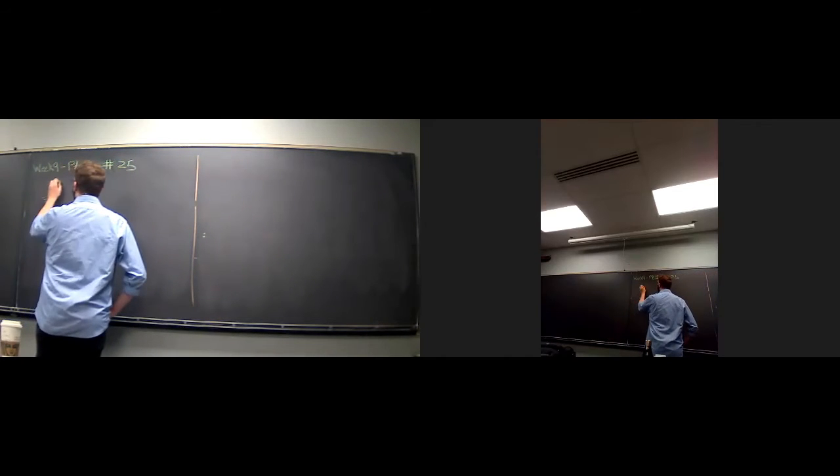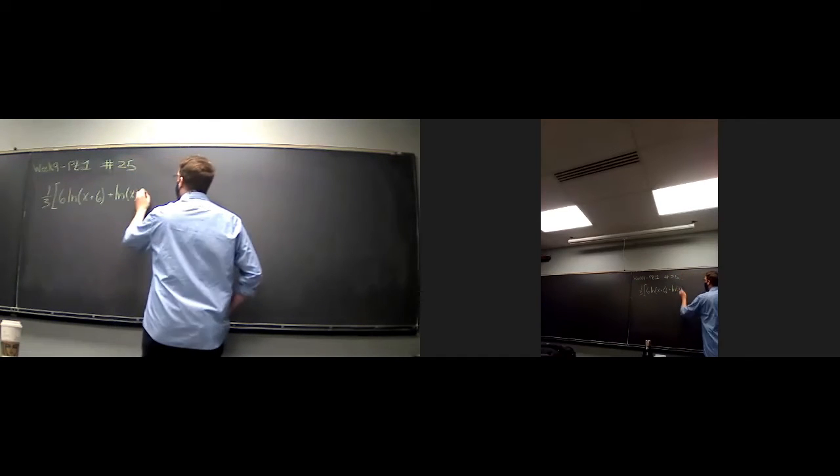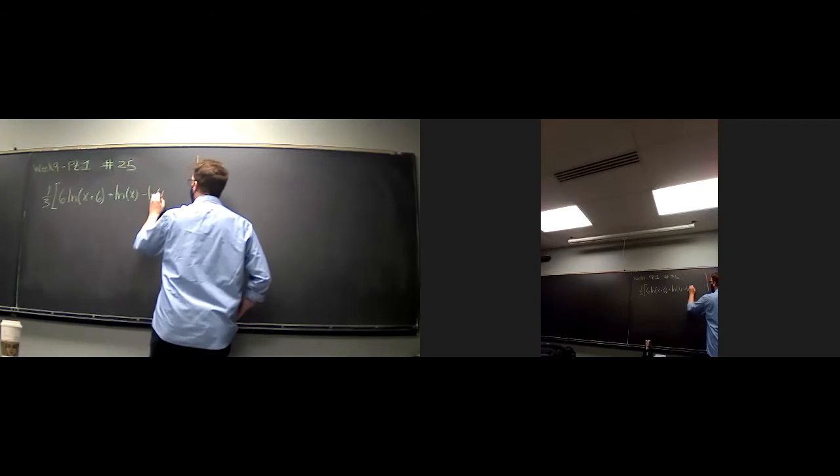For this next example, we're looking at number 25. We want to simplify 1 over 3 times 6 times the ln of x plus 6, plus the ln of x, minus the ln of x squared minus 1. So we want to simplify this thing.